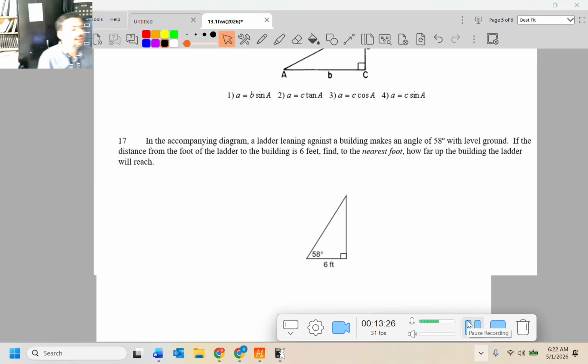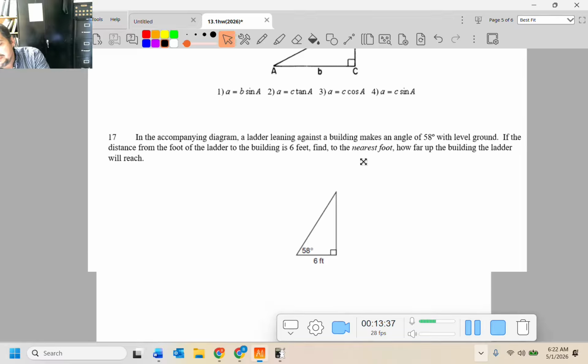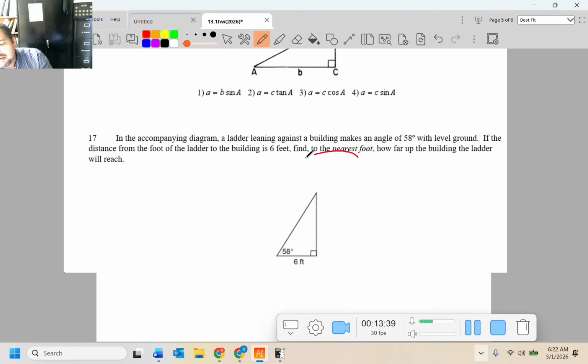All right, where are we? We're on 17. In the accompanying diagram, a ladder leaning against the building makes an angle of 58 degrees with the level ground. If the distance from the foot of the ladder to the building is 6 feet, find, to the nearest foot, how far up the building the ladder will reach. So they want me to round. Well, that would be this guy right here. Not the hypotenuse. This is this guy right here.